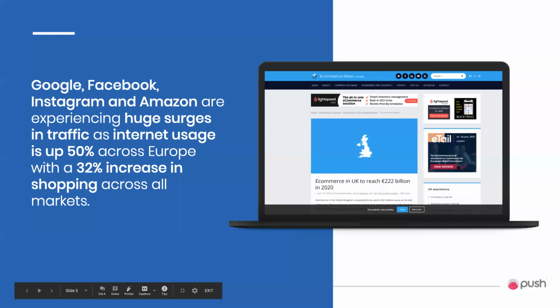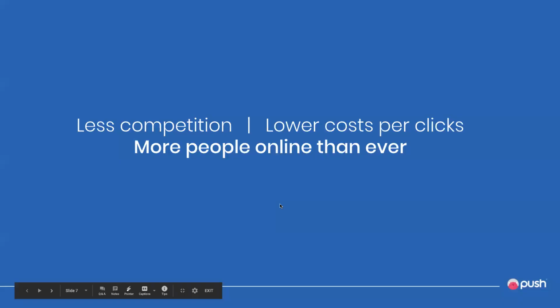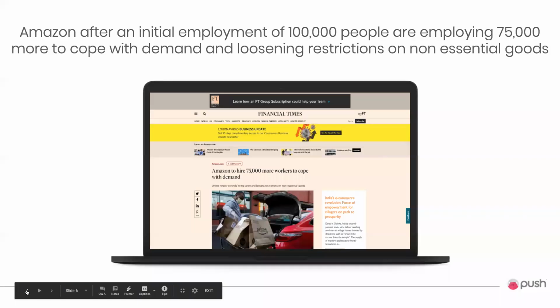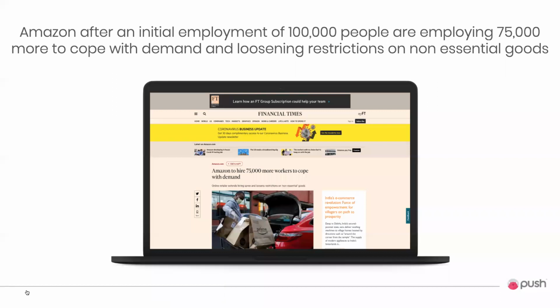And it's incredibly interesting, especially with Amazon. What we're seeing with Amazon is they first employed 100,000 people to cope with the level of demand that they were receiving. They slashed their budgets on Google advertising because they just simply didn't need to advertise there anymore. They were getting enough direct traffic to their website. And they recently announced they have to hire another 75,000 workers to cope with the demand. They've started to now loosen restrictions on non-essential goods. So it's definitely a platform to pay attention to.